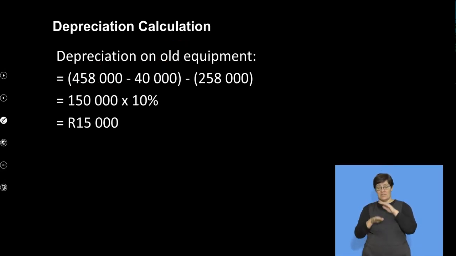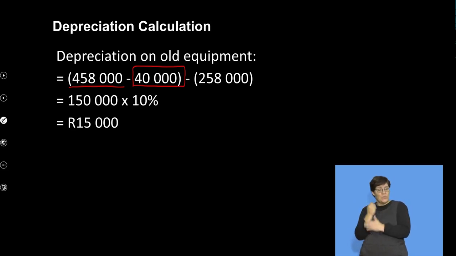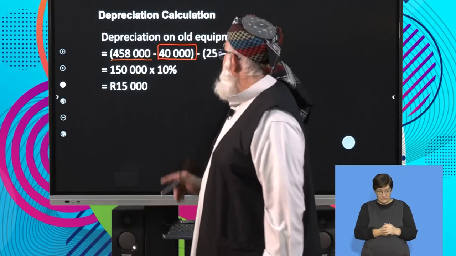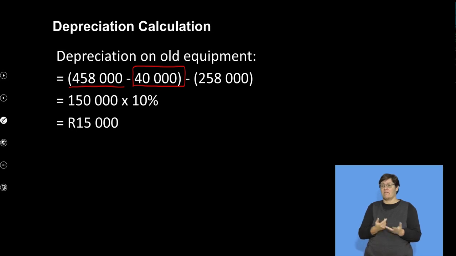Step number one. Watch what I do. You take the 458,000, which is given to you, minus the 40,000, because that's the new one on which we've already calculated our depreciation. And why am I subtracting it? Because it has been recorded and it is part of the 458. So I take it out of there. This gives me, obviously, 458 minus the 40.